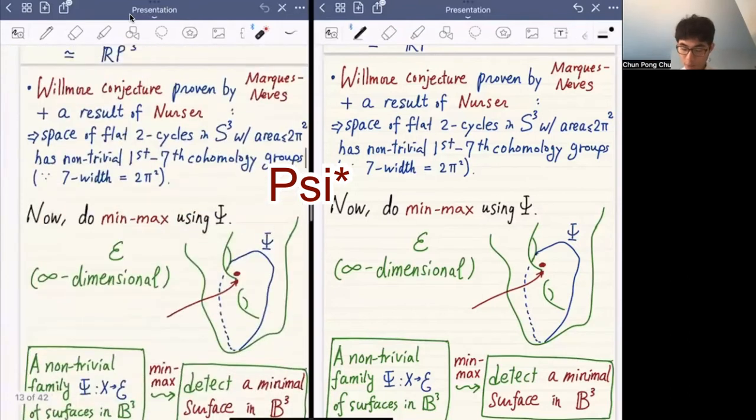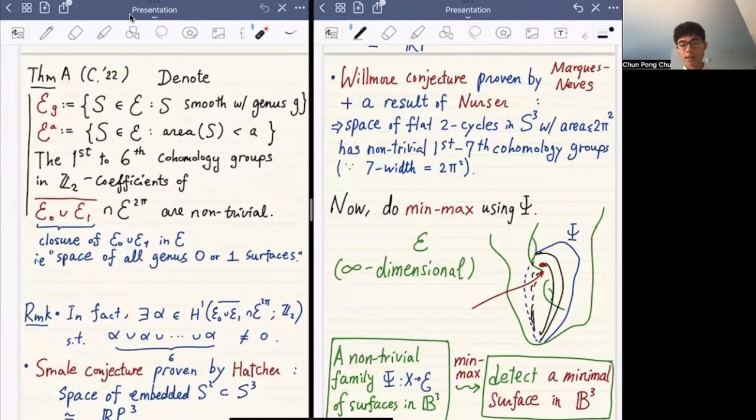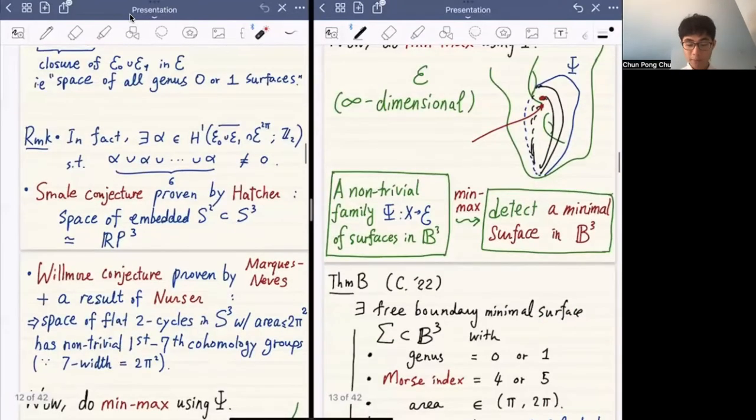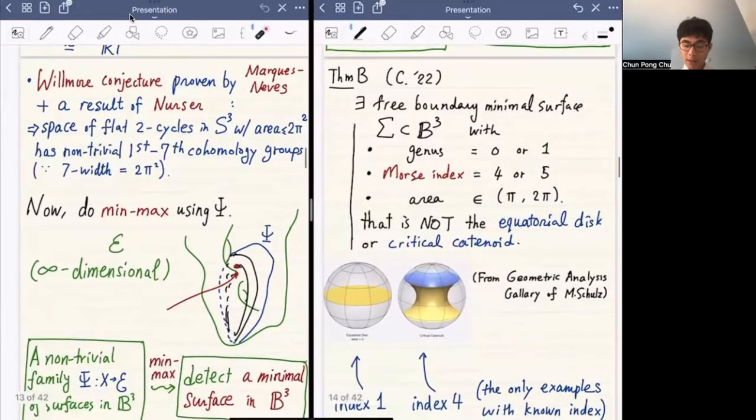And then min-max theory will tell us this phi will get stuck at the critical points. So therefore, we obtain a minimal surface. So this is the idea of min-max theory. And then we have theorem B, which describes this minimal surface. The result is that there exists a free boundary minimal surface such that the genus is 0 or 1. The Morse index of the minimal surface is 4 or 5, and the area is between pi and 2 pi. And moreover, this surface is not the equatorial disk or the critical catenoid.